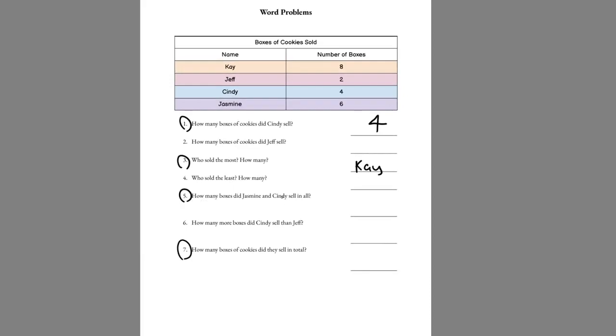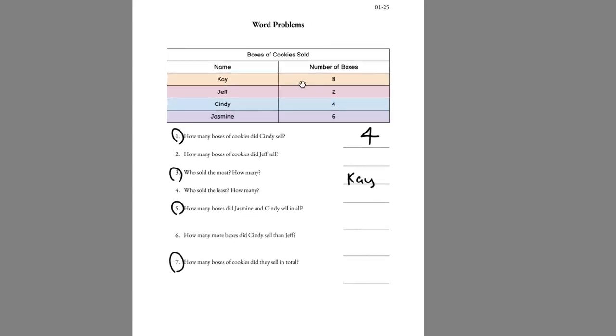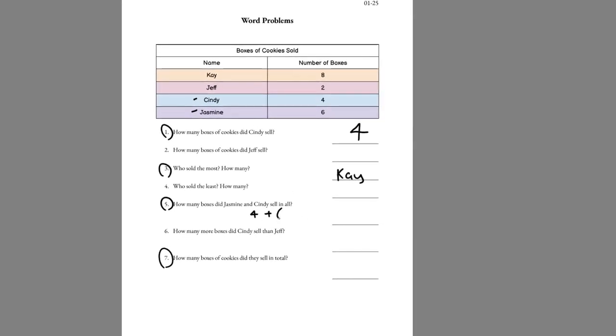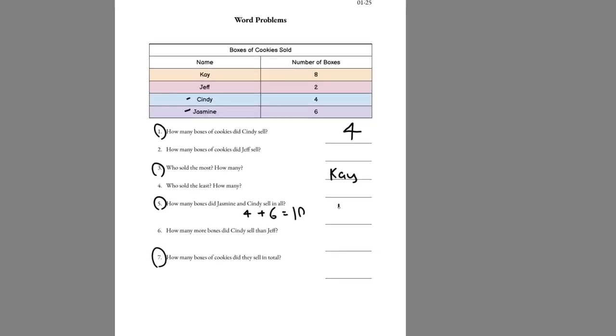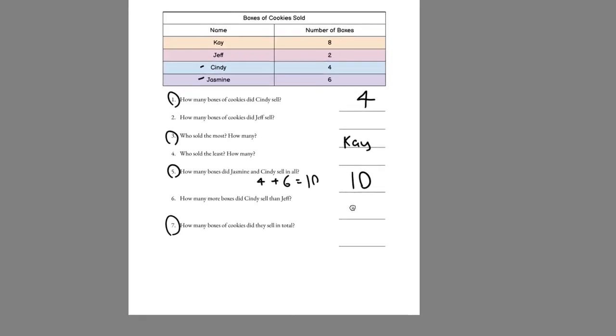Now for number 5, how many boxes did Jasmine and Cindy sell in all? So we just add up how many boxes they sold in all. Cindy sold 4 boxes, so 4 plus Jasmine's boxes sold, which is 6, giving us 10, because 4 plus 6 is 10. So our final answer is 10 boxes of cookies in all.